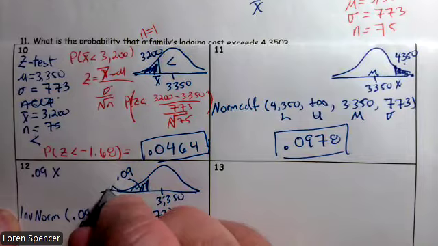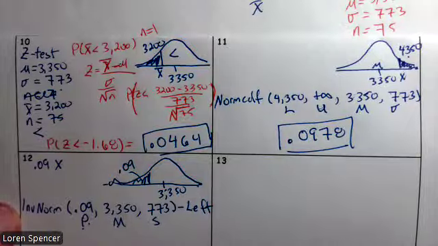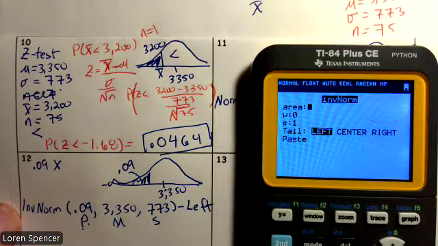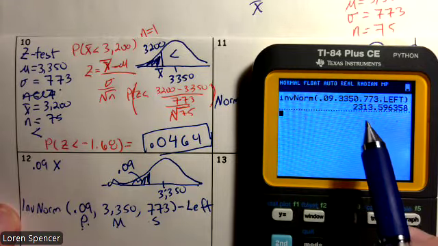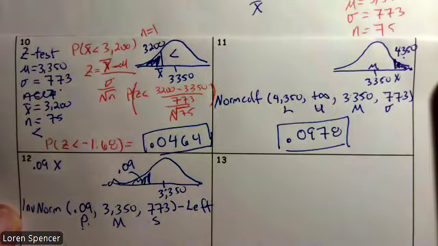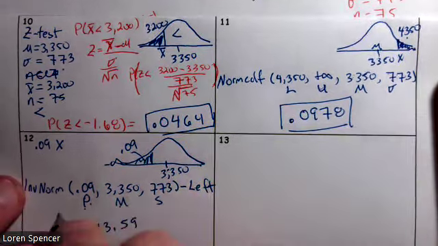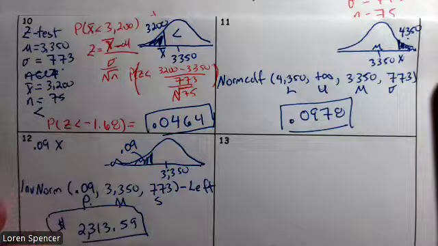And if you notice, we're shaded on the left side. So we need left. Now we can go plug that into the calculator. Second vars, inverse norm, area 0.09, mean 3350, standard deviation 773, coming from the left. And we end up with 2313.59. So $2,313.59. Lodging costs will be below that.